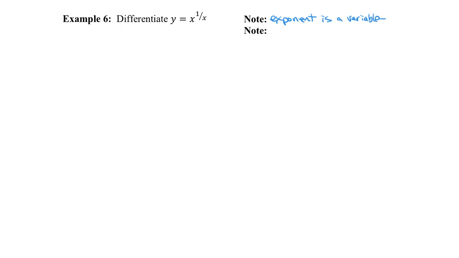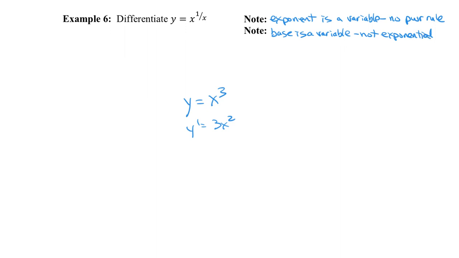which means we can't use the power rule. There's no power rule here. In other words, it's not like y equals x cubed and y prime equals 3x squared, because a power rule needs a real number power, and this isn't one. So the power rule is out. Also, the base is a variable, so it's not an exponential function, and we can't use the exponential rule.